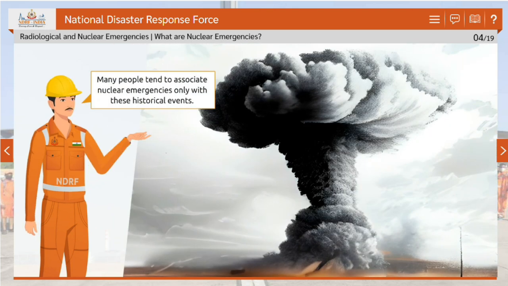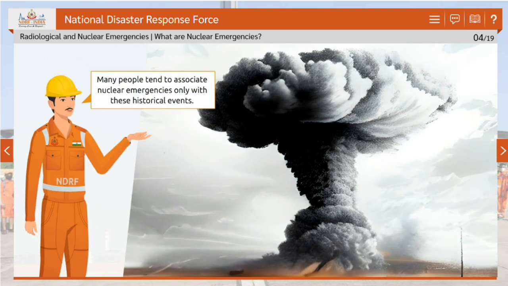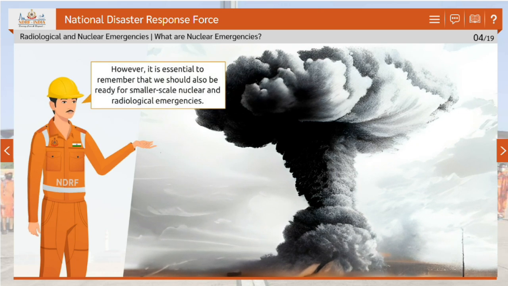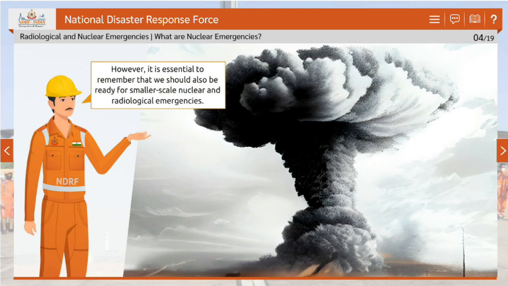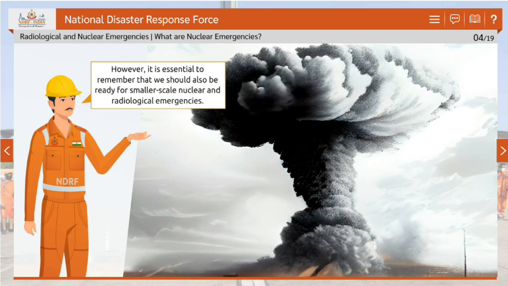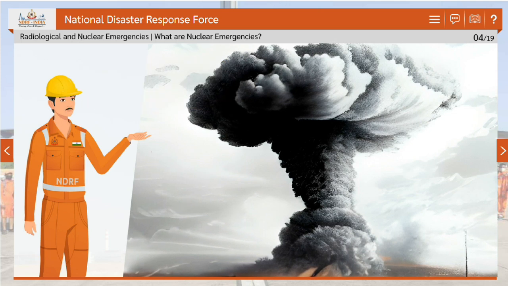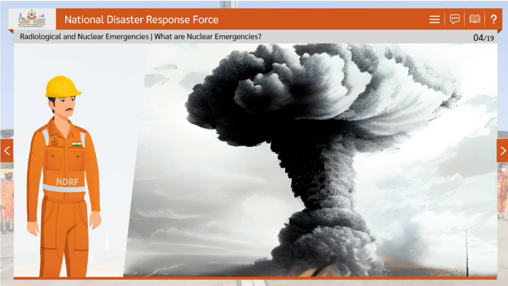Many people tend to associate nuclear emergencies only with these historical events. However, it is essential to remember that we should also be ready for smaller-scale nuclear and radiological emergencies. Let us learn more about radiation and its impact.